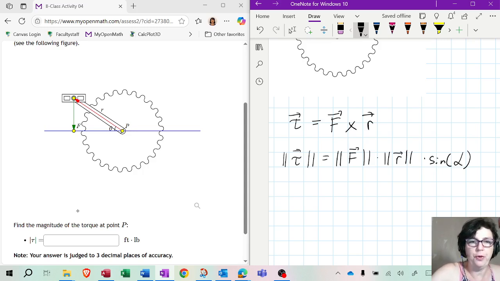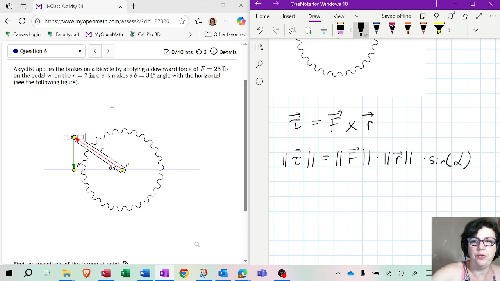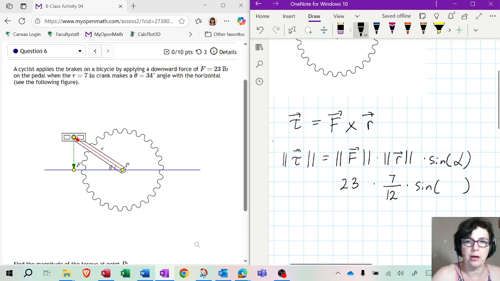So let's carefully substitute everything that we know. What do we know? We know the force is 23 pounds. So that's going to be 23. Now, the magnitude of vector r is 7 inches. However, because this is supposed to be foot-pounds, inches need to be converted to feet, and we do that by dividing by 12. So this is really going to be 7 divided by 12. And then it's going to be the sine of the angle between the force and r.